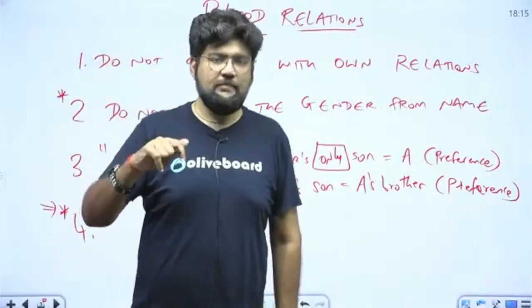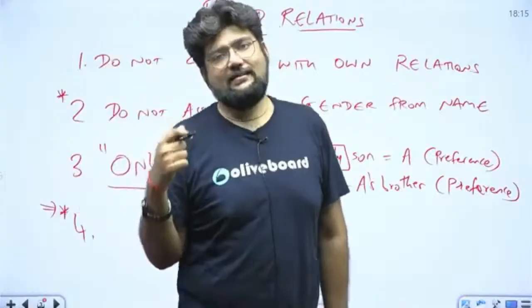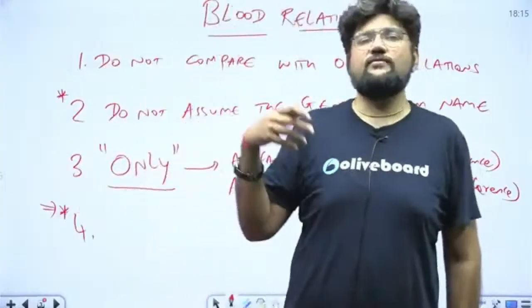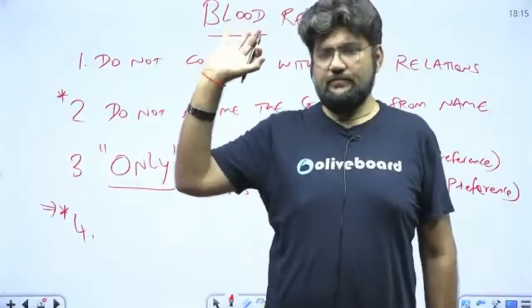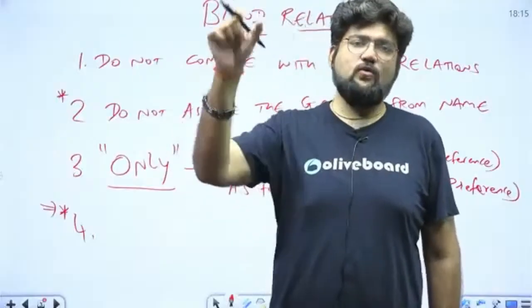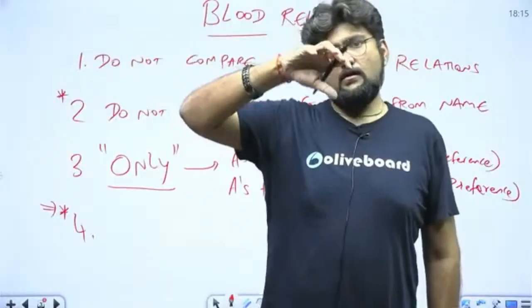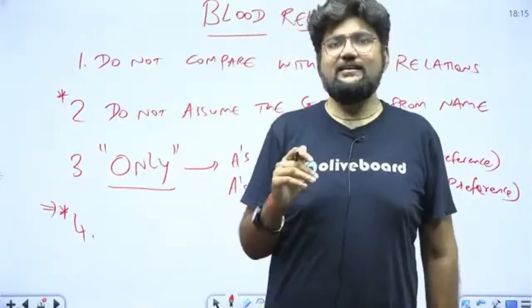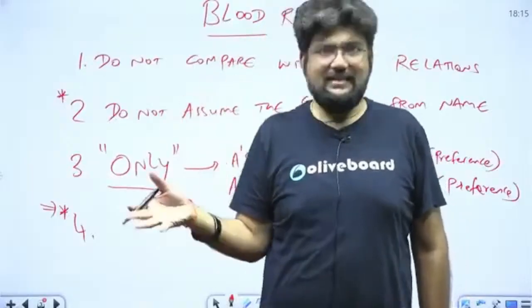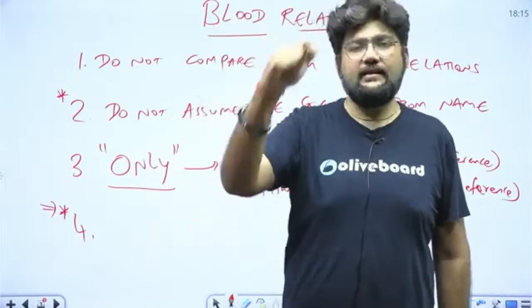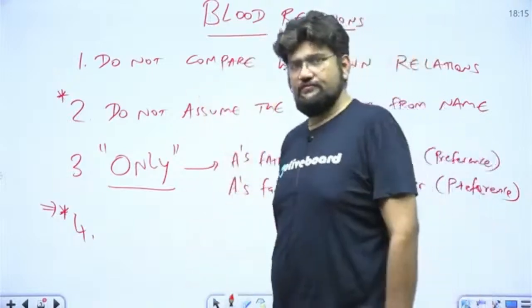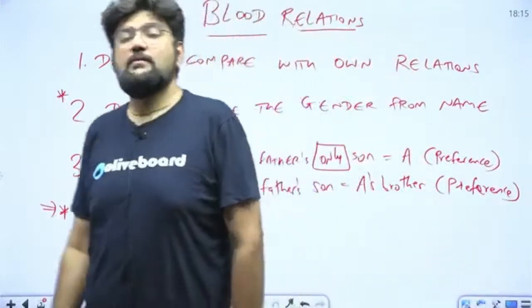The question specified, for example, that A is a widow. A is a widow of B. That's how they start the question. A is the widow of B. A's son C and his wife D have a daughter E. How many male members are there in the family? That's the question.